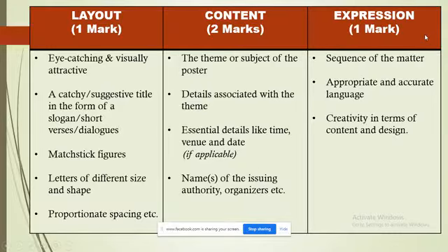Now comes the expression. Dear children, expression carries 1 mark. In expression, you have to see the sequence of matter, whether it has been sequenced properly or not. Appropriate and accurate language means that though you don't use many grammatical forms, whatever you are writing should be right grammatically, and the spelling must also be right. And creativity in terms of content and design. So you are free to use that.